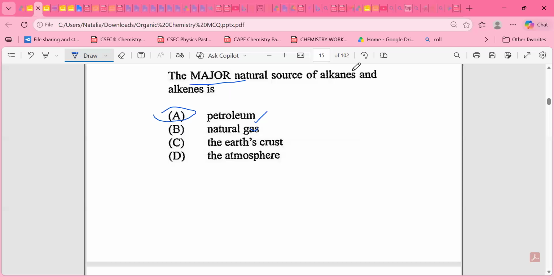The major natural source of alkane and alkene is petroleum, right? So both petroleum and natural gas are natural sources of alkane and alkene, but the word major makes us pick A as the response.